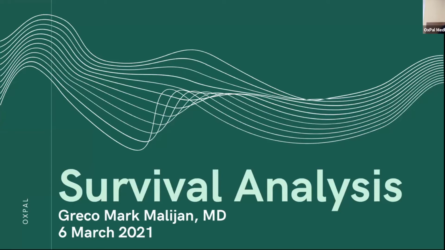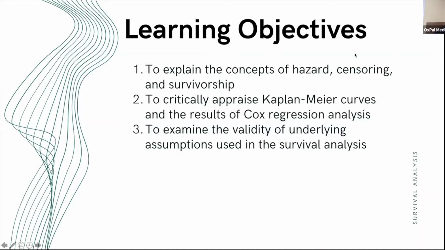So I'll structure it in the following phases. Our learning objectives are as follows. I'll talk you through the concepts of hazards, censoring, and survivorship. Those are essential because to be able to appraise Kaplan Meier curves, we need to understand censoring and survivorship, and Cox regression analysis really depends on hazards.